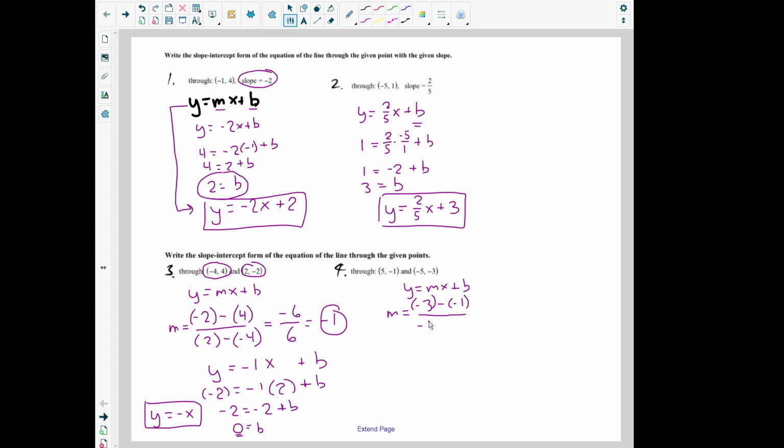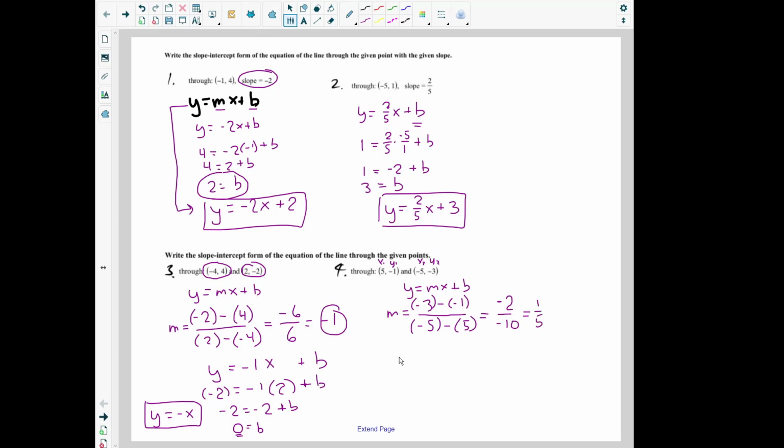Okay, over x2 minus x1. Everybody should know this because it's just review, but that's x1 and that's x2, that's y1 and that's y2. So I'm doing y2 minus y1 over x2 minus x1. We got the double negative here, so that's negative 3 plus 1, so that's negative 2. And this is negative 5 minus 5, which is negative 10, and that simplifies to, right, positive. Negative divided by negative is positive, and that's 1/5.